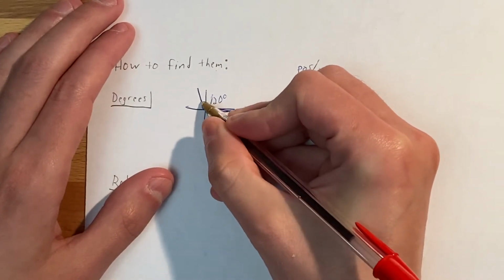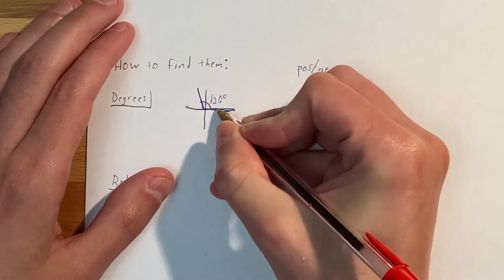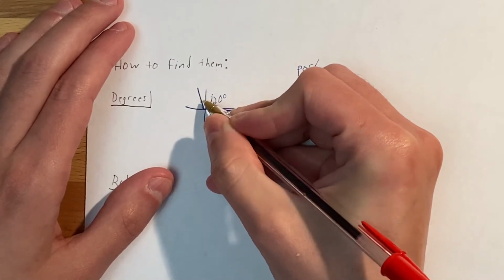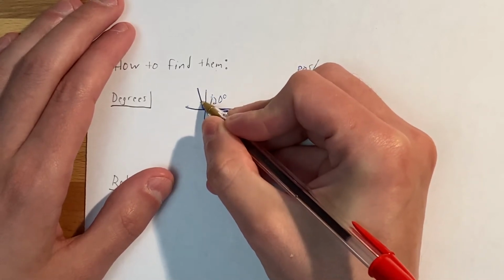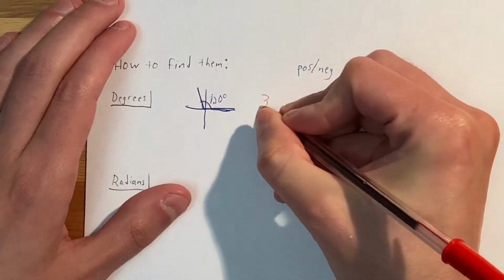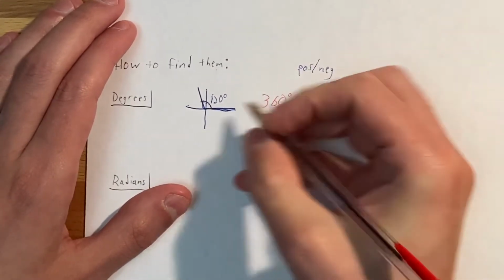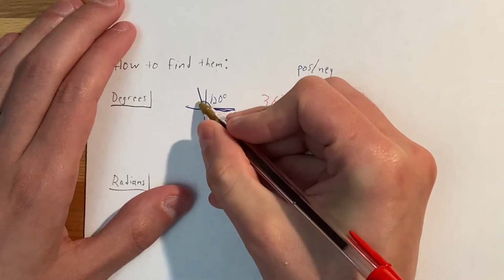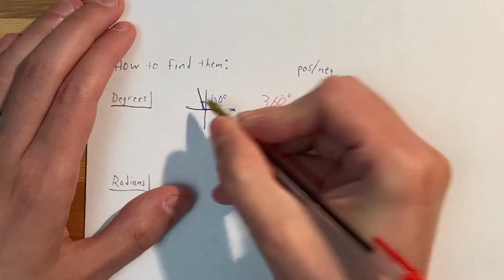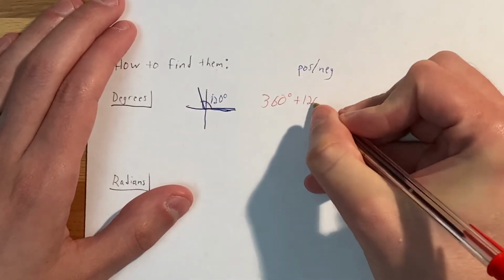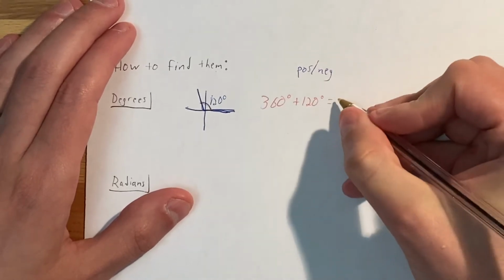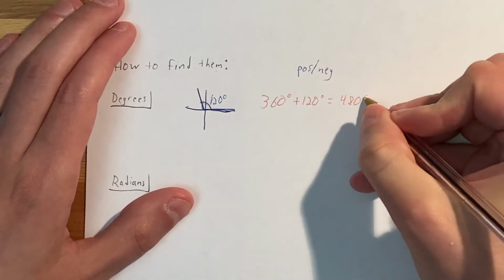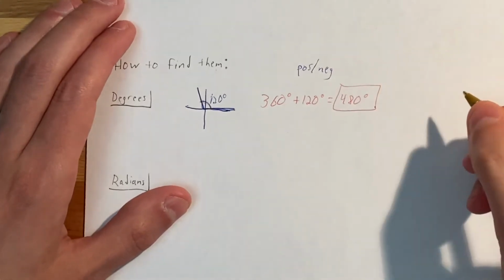So like you've already gone 120, and how much more do you need to go one circle? For that, all you need is how many degrees are in a circle. And that is 360. So you would go 360 degrees plus 120. And that is equal to 480 degrees. So 480 degrees is a coterminal angle.